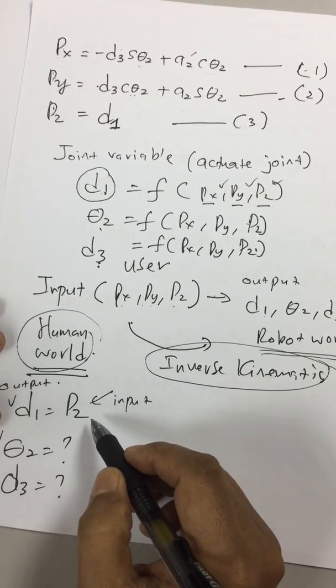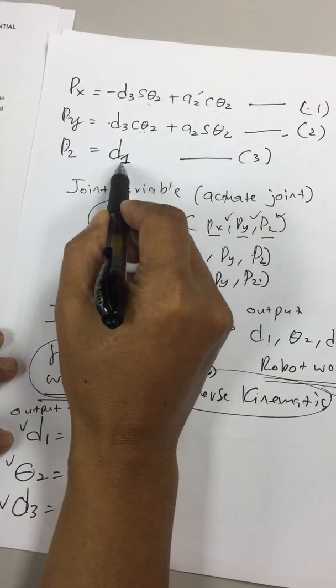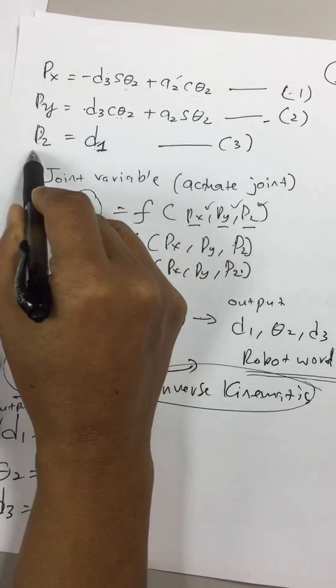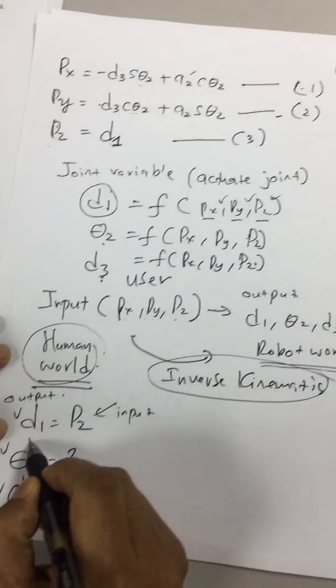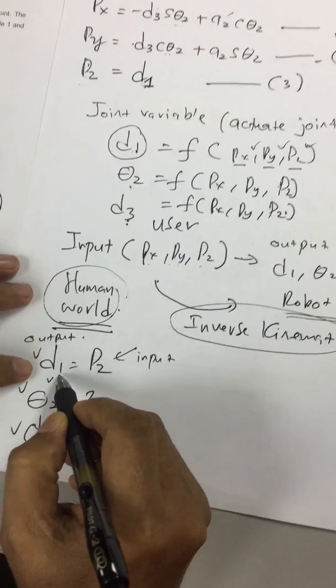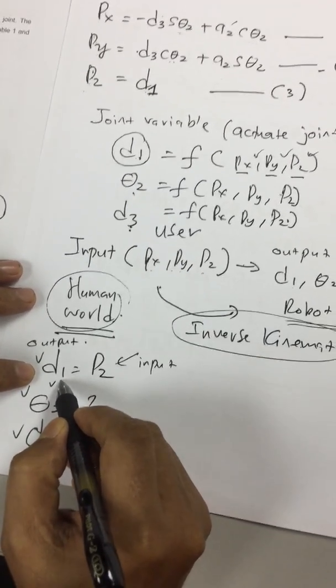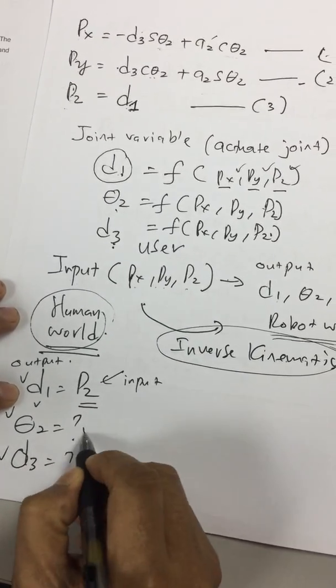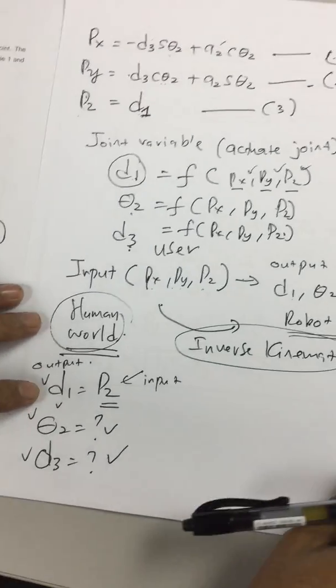So to find the inverse kinematic for D1, straight away you just flip it, D1 at the left, Pz. In order to find the variable for joint 1, D1, the offset distance D, is just the value of Pz. What about theta 2 and D3?